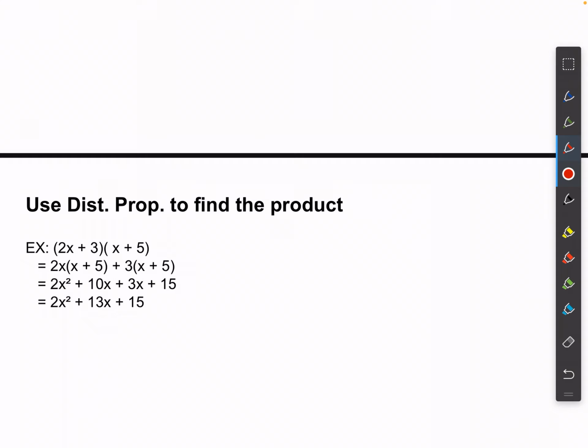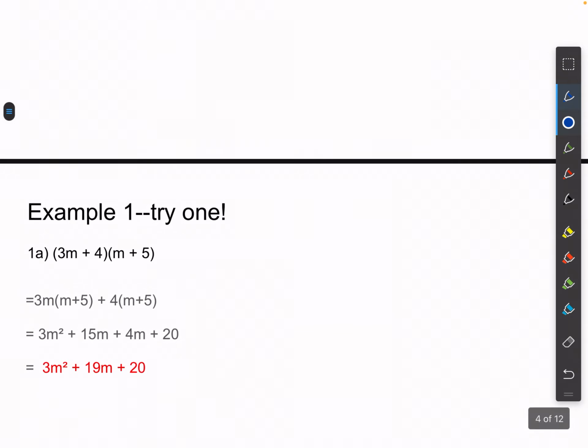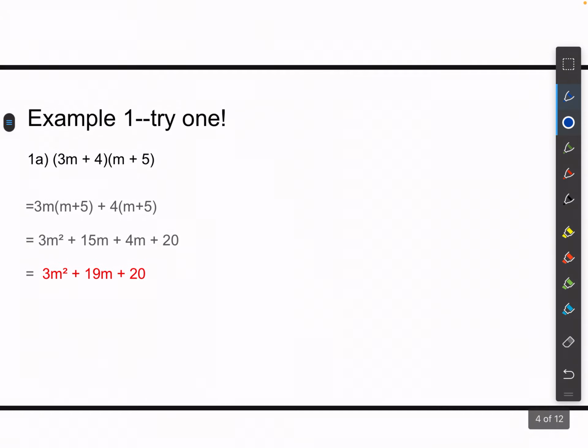So if we use the distributive property here, remember that you have to take the first term and multiply it by each of the second terms. All right, then you take the second one and do the same thing. This method is called the FOIL method, and I'm going to get into what that stands for in just a second. But it's essentially just the distributive property used twice. That's all it is.